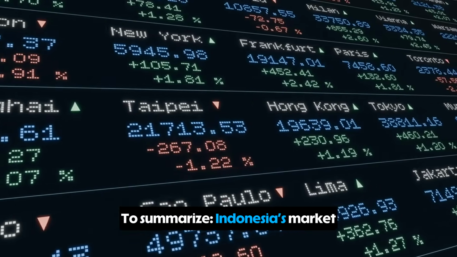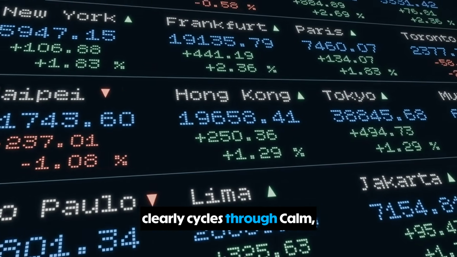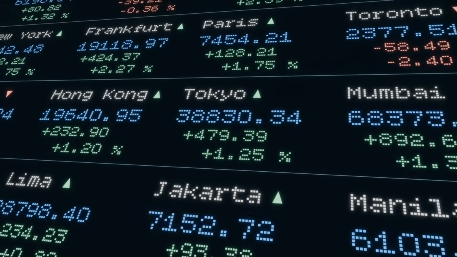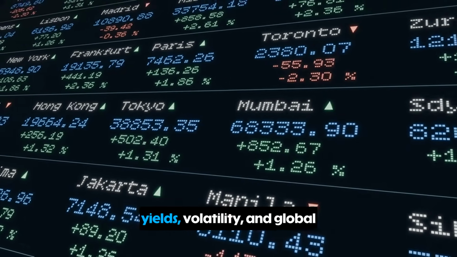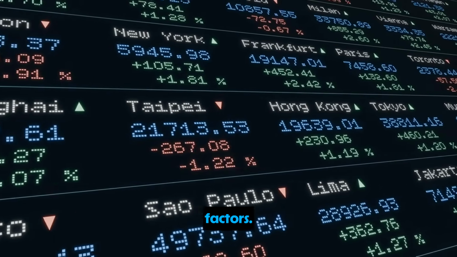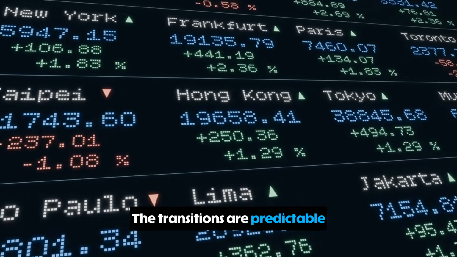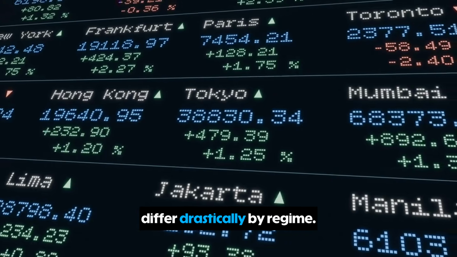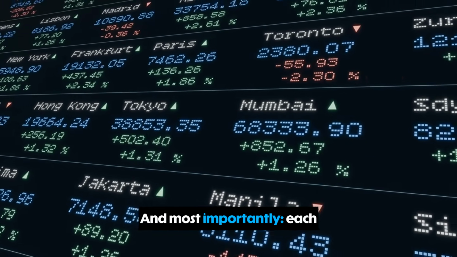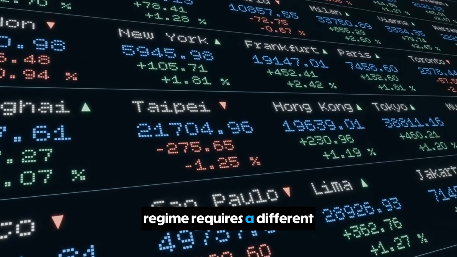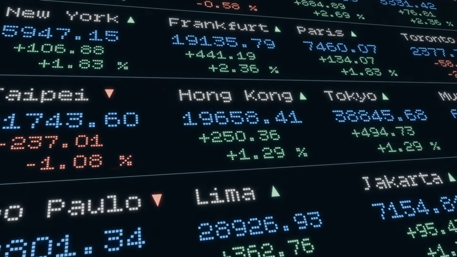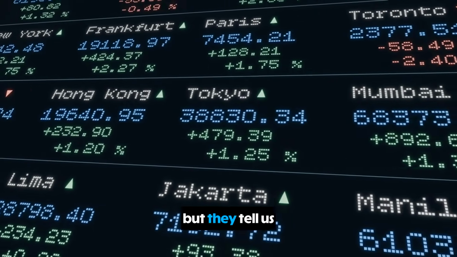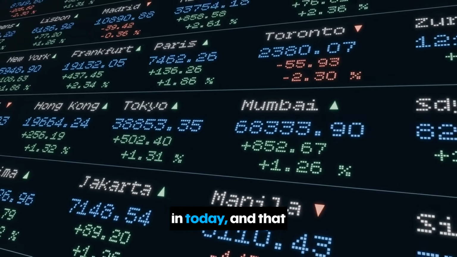To summarize, Indonesia's market clearly cycles through calm, risk-off, and crisis states. These regimes have distinct macro fingerprints across FX, yields, volatility, and global factors. The transitions are predictable and persistent. Return and volatility profiles differ drastically by regime. And most importantly, each regime requires a different trading or investment strategy. Hidden Markov models don't forecast the future, but they tell us which environment we are in today, and that alone improves decision-making dramatically.